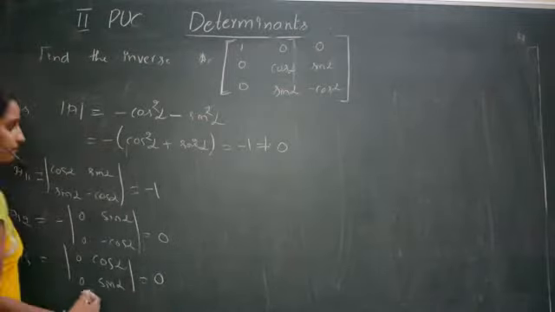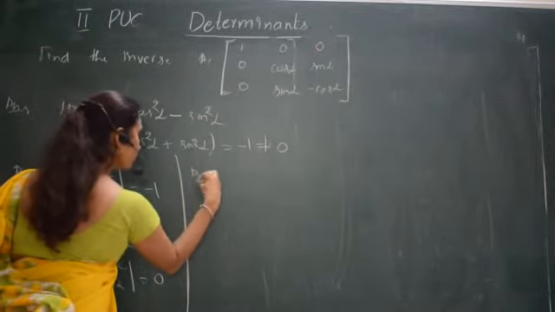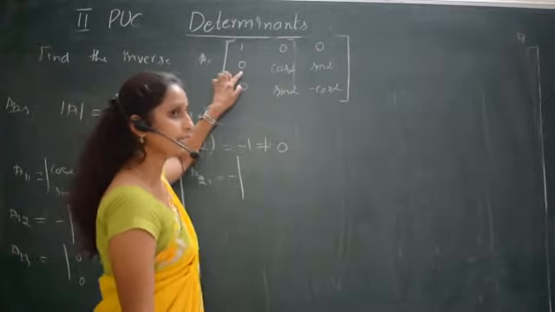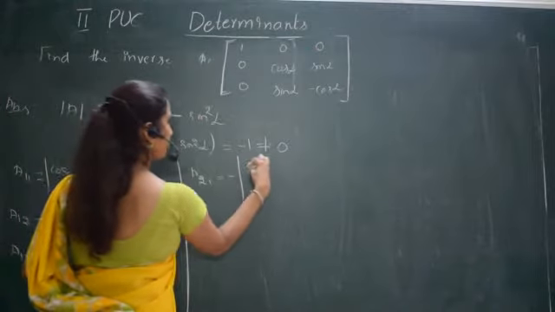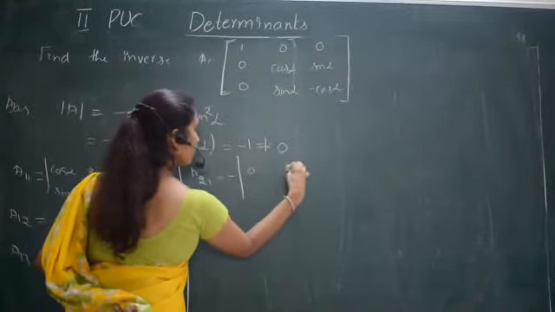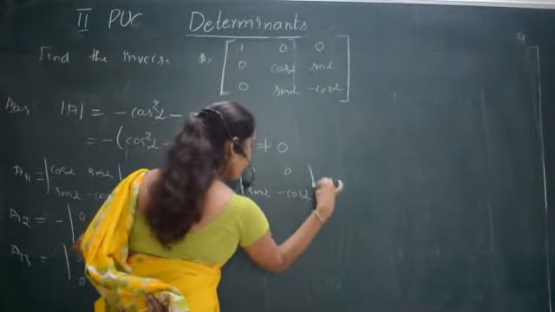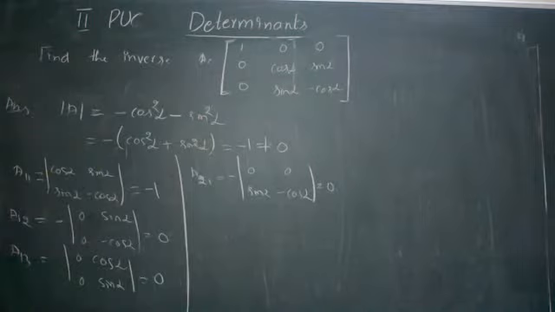Then after that, A21 is a minus of, by deleting second row and first column, 0 sin alpha minus cos alpha, is again 0.